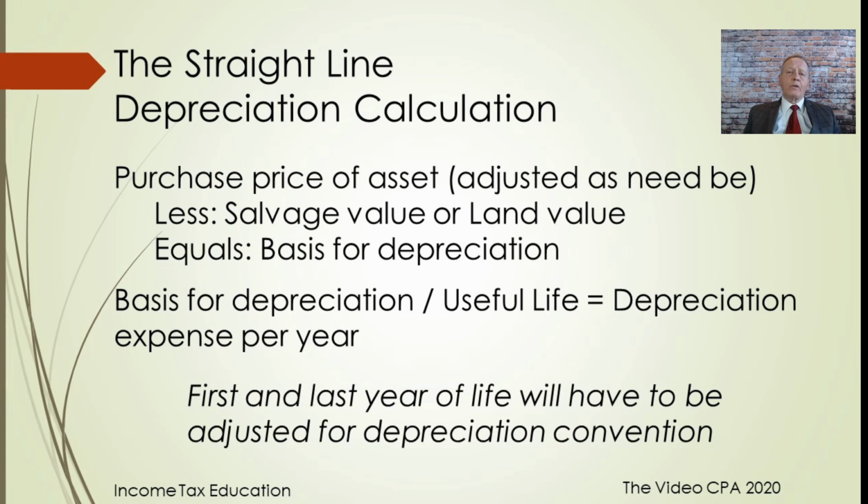I mean, straight line depreciation is very easy except for these conventions that they threw in. So, I mean, basically it's your purchase price divided by your useful life. So if you've got a $12,000 asset and you've got it for 10 years, you calculate it that way. So let's go ahead and look at an example.